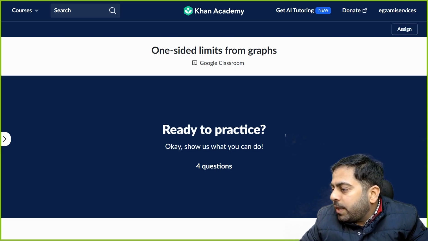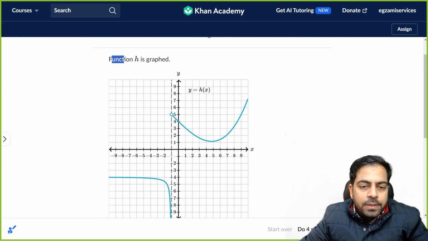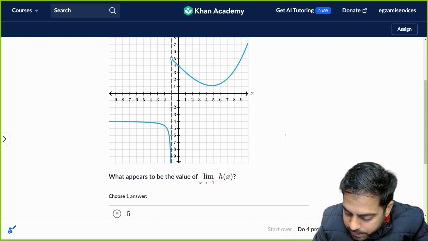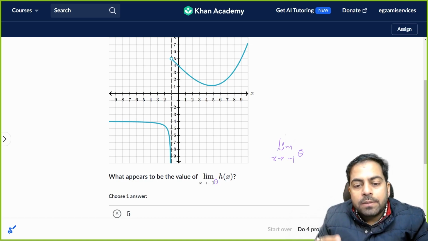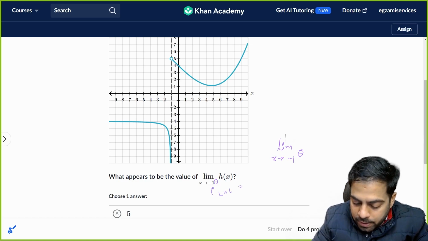The video has been going for 9 minutes. We can do one more exercise. Function h is graphed below. Okay, so here you can see it says limit x goes to -1 negative. Do you see this negative sign? This means that it is LHL. They are asking for LHL. This is the left-handed limit for -1.